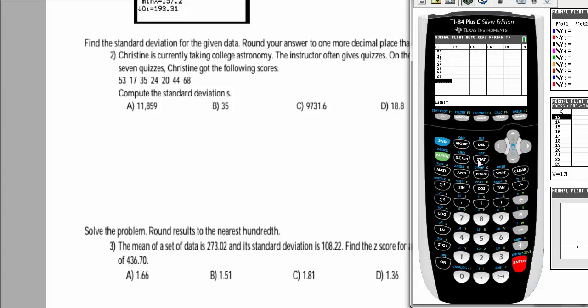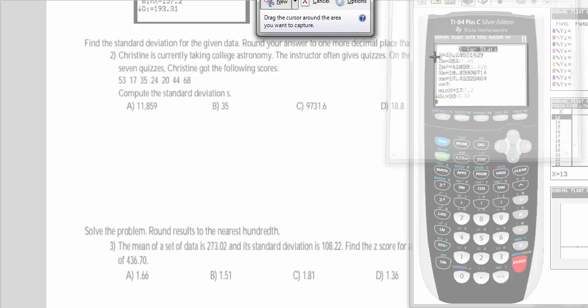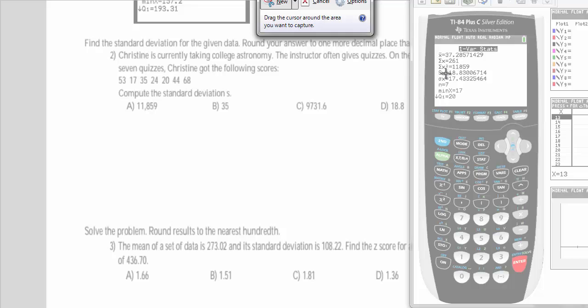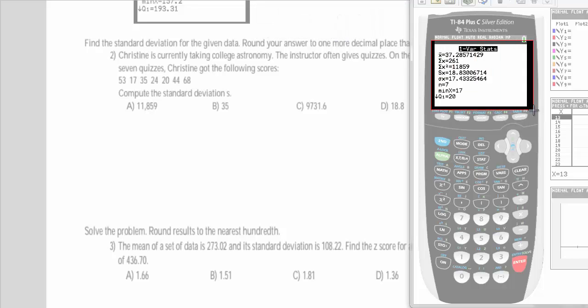We're going to do the same thing again: Stat, Calc, 1-Var Stats. If you don't get this menu, after the words 1-Var Stats you need to input the list L1. I want to use L1, and there's no frequency. Then we go down to calculate, and here's my output. From this output is where I want to pick my standard deviation, I believe it asks for. Let me try that again. It's kind of fuzzy.